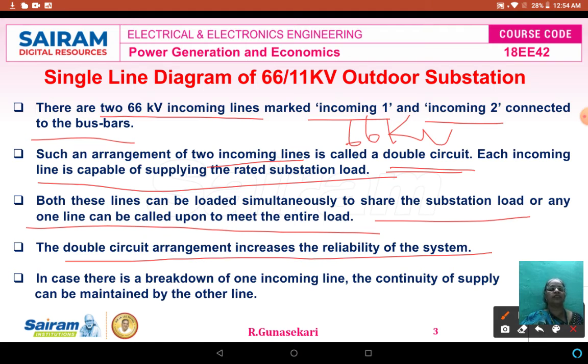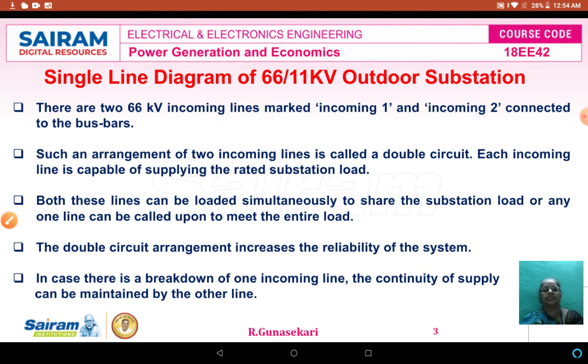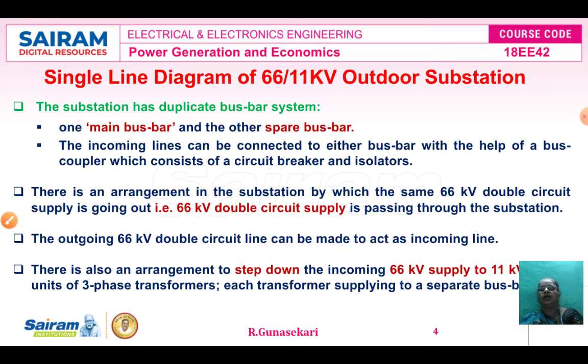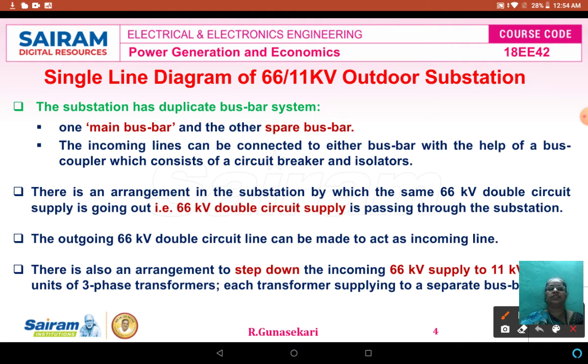Similarly, interconnection of bus bar. Okay, and then if any breakdown occurs in any one incoming line, the continuity of the power supply can be maintained by the other incoming line. This is the advantage of double circuit of incoming lines used in the 66 kV/11 kV outdoor substation. Okay, then now you see the continuation of that.